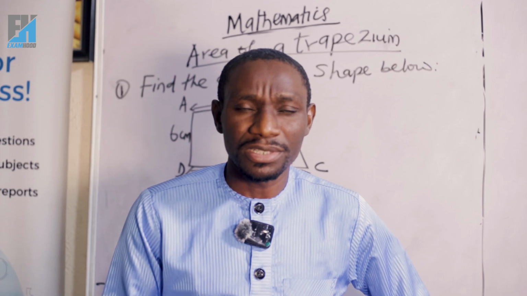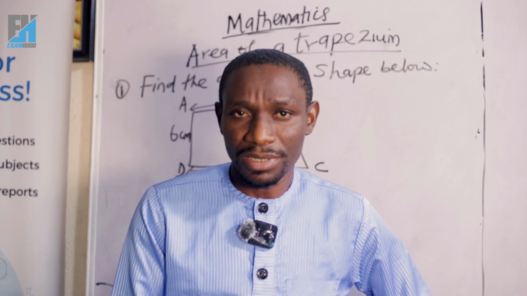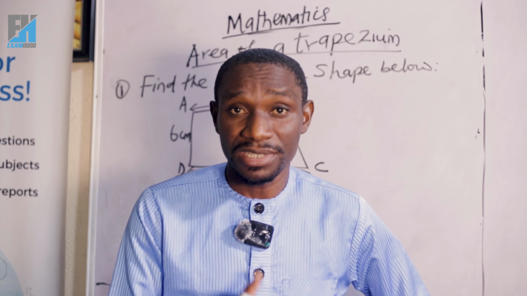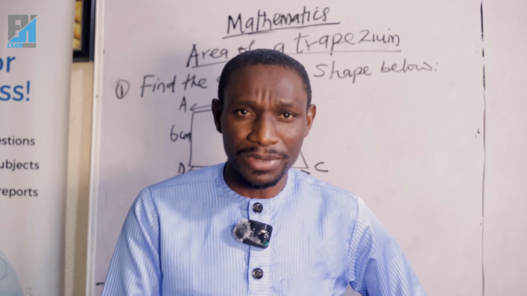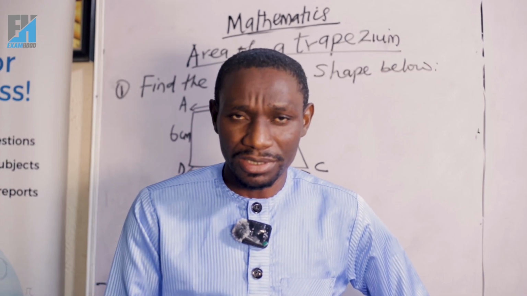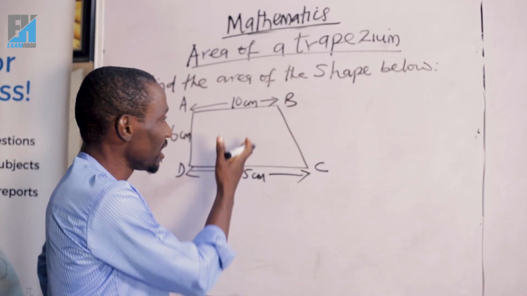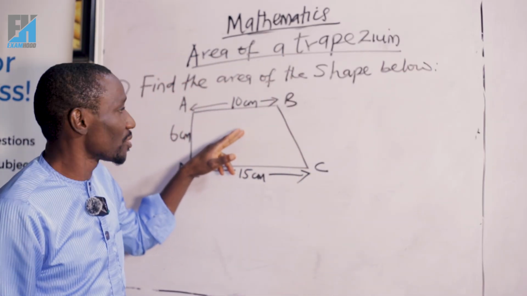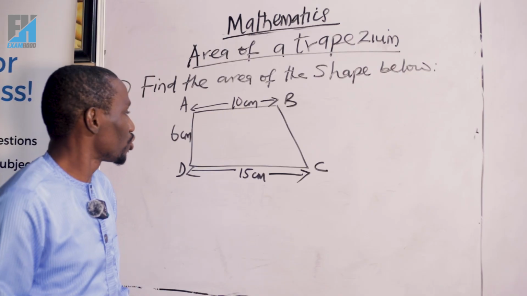A trapezium is a form of a parallelogram. Remember parallelogram? And we say parallelogram is a shape in which the two sides are parallel. But in a trapezium, it is just two opposite sides that are parallel. The other opposite sides are not parallel. So this shape you can see on the board here is a trapezium. So how do we find area of this shape?